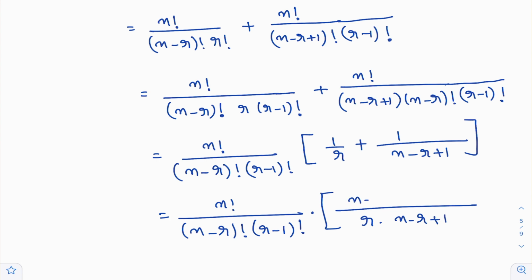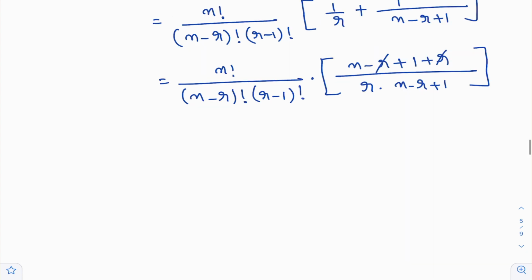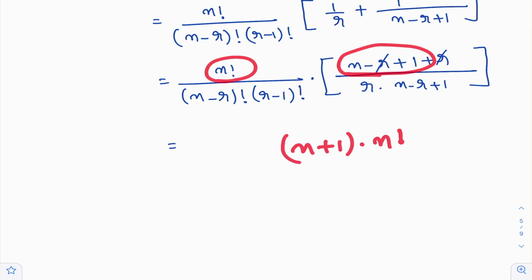In the numerator, what you will get is (n minus r plus 1) plus r. Here plus r and minus r will get cancelled. What is remaining in the numerator? You observe that n plus 1 is there. n plus 1 into n factorial. n plus 1 into n factorial is what?